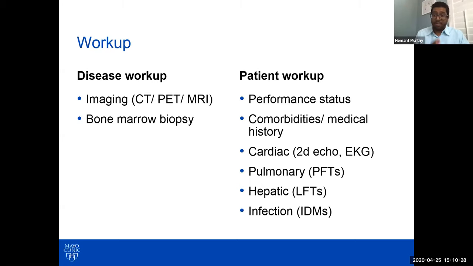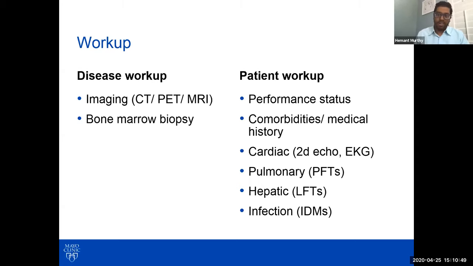One thing that is not mentioned on here, and it's for particular diseases, but not all, is a lumbar puncture. Some diseases are involved in the CNS or have a risk of involving the CNS. We need to make sure of these things. We want to know where we are before embarking on a transplant.